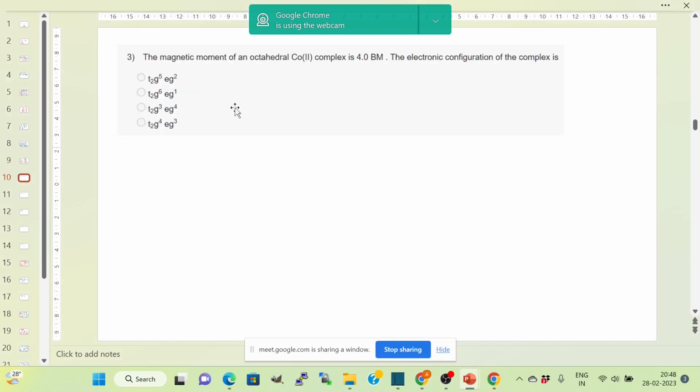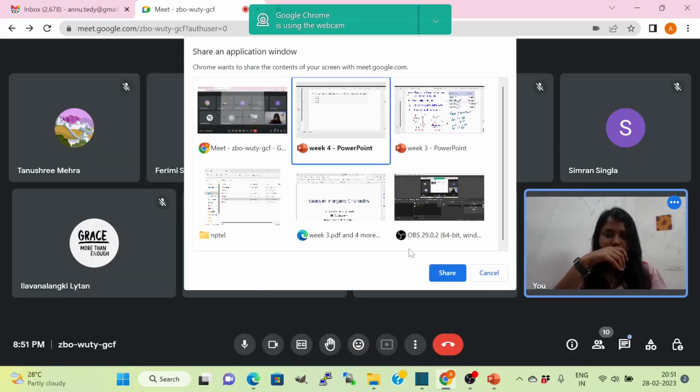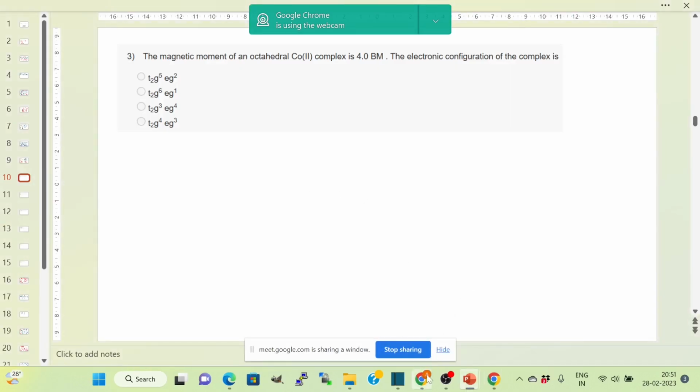The question is: the magnetic moment of an octahedral cobalt 2 plus complex is 4 Bohr magneton. What is the electronic configuration of the complex? They have given that the number of unpaired electrons will be somewhere around 4. Whenever they say the magnetic moment of a cobalt 2 plus complex is 4 BM, it generally comes from 3 unpaired electrons; if it is 1, it will come around 2, an approximate amount we can guess. From that we can identify what kind of configuration this metal has. I think you'll be able to solve this. Please put in the chat box which option is the right option.